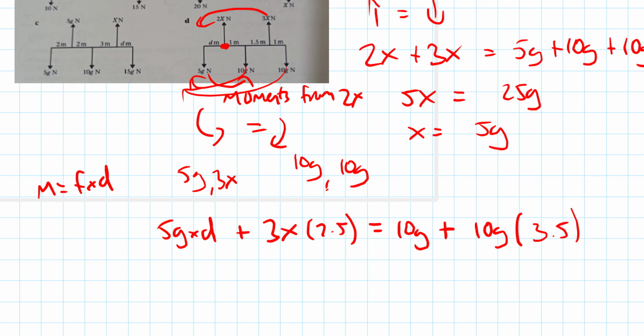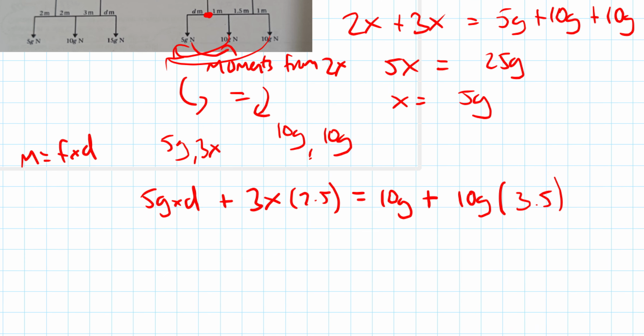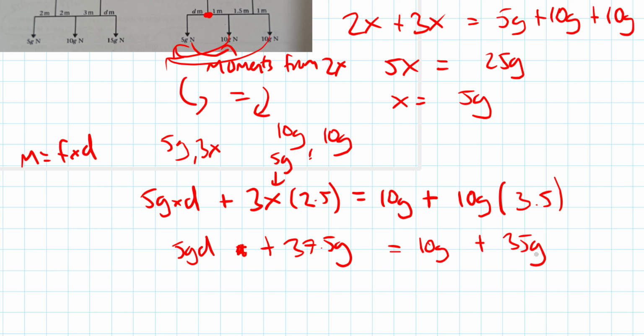From here, now we are going to solve, so it's 5gd is equal to 3, now 3x here we know is 5g, so it's going to be 3 times 5 times 2.5, my mistake, that's my handwriting, I apologise, so just 2.5, and that gives you 37, that is not equal to, it's plus 37.5g, that's equal to 10g plus 10 times 3.5 is 35g.